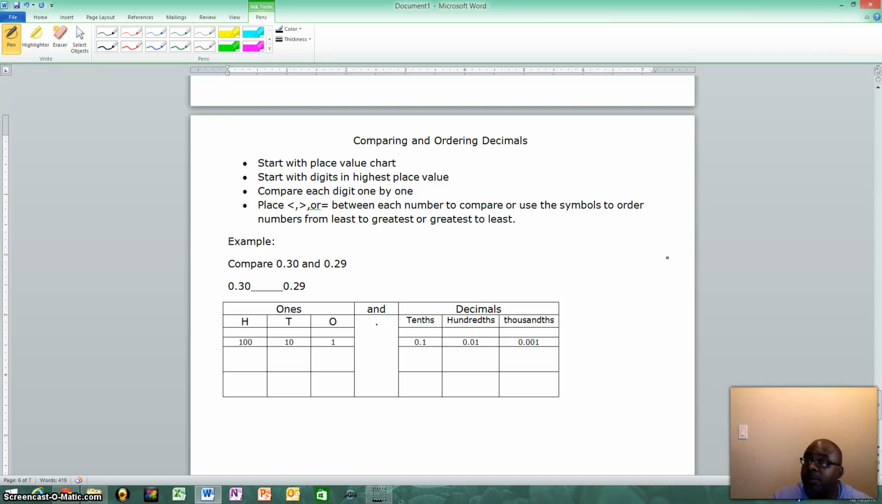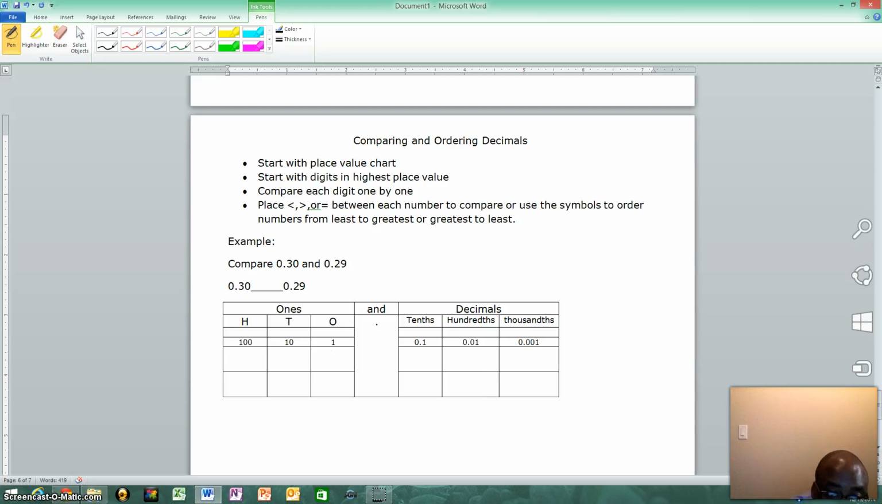But remember, what's the thing? Once you got it, you gotta practice, you gotta practice, you gotta practice. Practice has to be something that you do, because then the concept will make more sense to you. So as always, start with our place value chart.